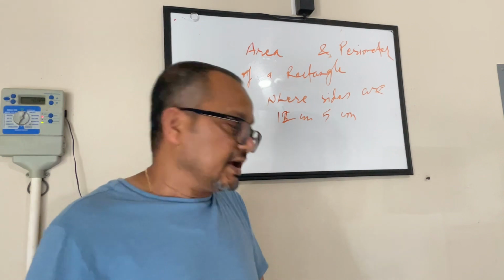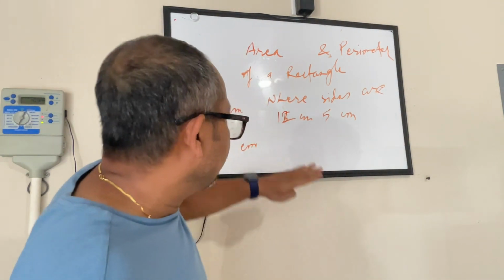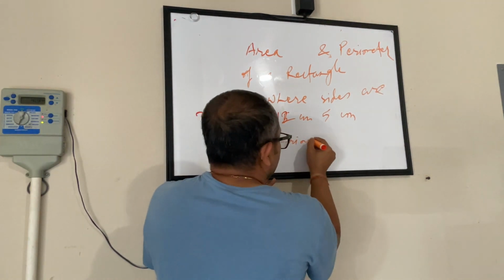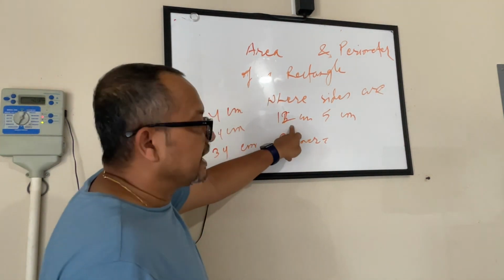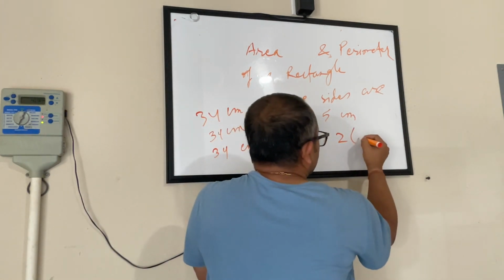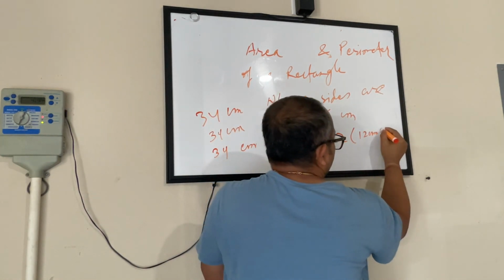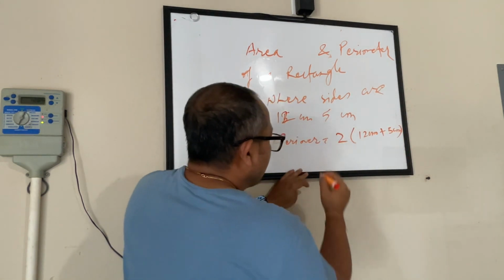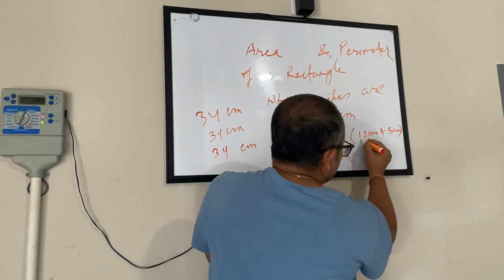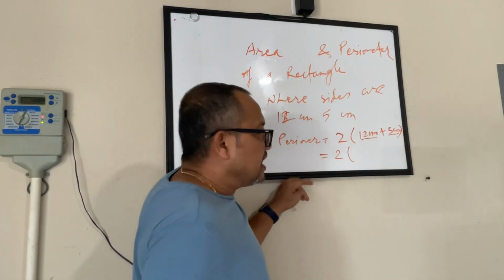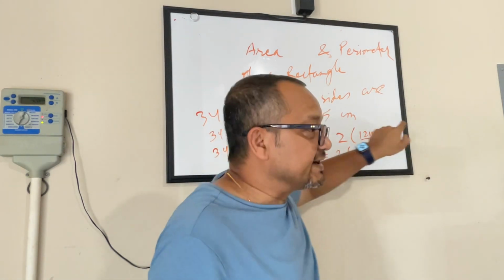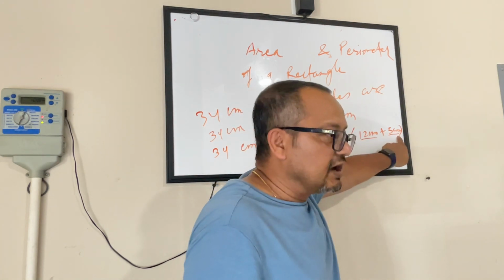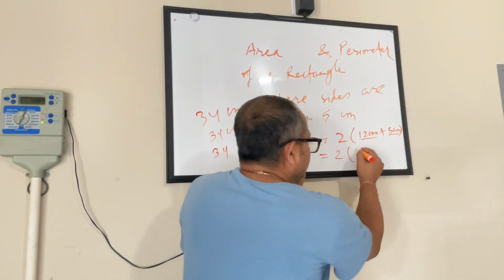So here, always look at things in a simpler way. What is my perimeter? Perimeter is 2 times the length plus width. So now, 2 times 12 centimeter plus 5 centimeter. I can read this as 12 banana plus 5 banana: 17 bananas, or 17 centimeter. This becomes 17 centimeter.